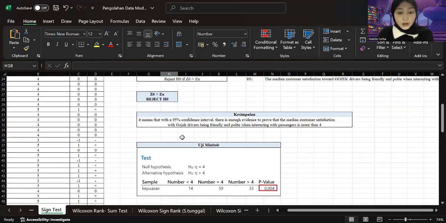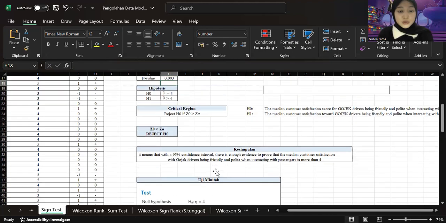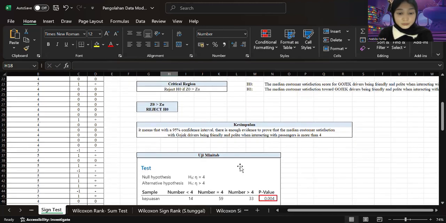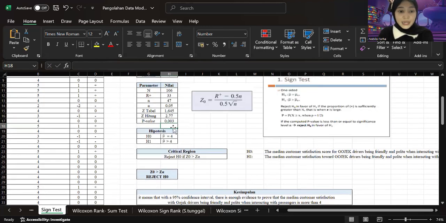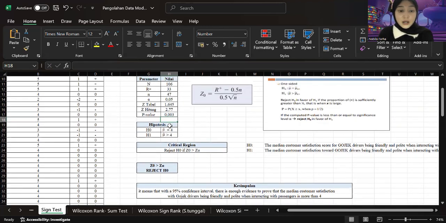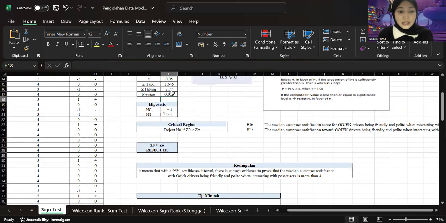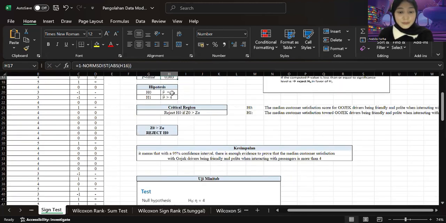After that, we can also use Minitab or SPSS to check whether there is a difference between the p-value that we got from the application and the p-value that we got from Excel. And here we got the p-value is the same.